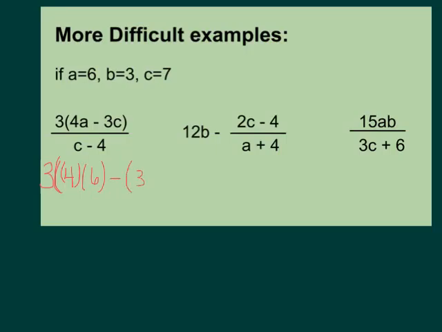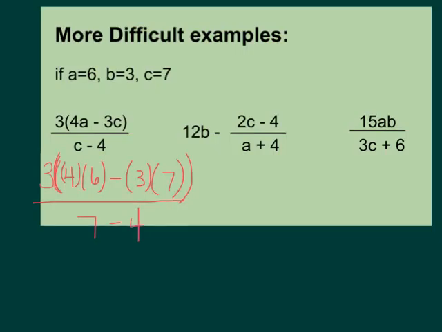Minus 3 times 7. Not 37, but 3 times 7. And then close the big parentheses and write that all over C. Nope, not C. I'm substituting in. So not C, but rather 7 minus 4.